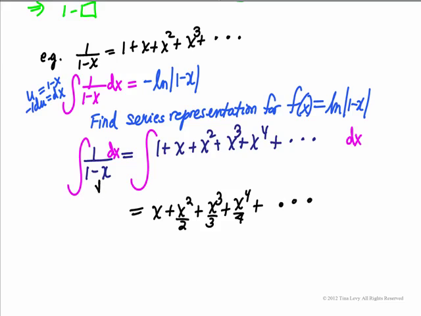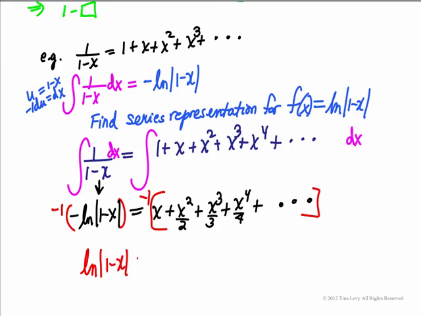And we know that this was negative the log of 1 minus x. But to get what I want, I'm just going to multiply this series through by negative 1, so the log of 1 minus x becomes negative x, negative x squared over 2, negative x cubed over 3, negative x to the fourth over 4, and this is going to go on indefinitely.